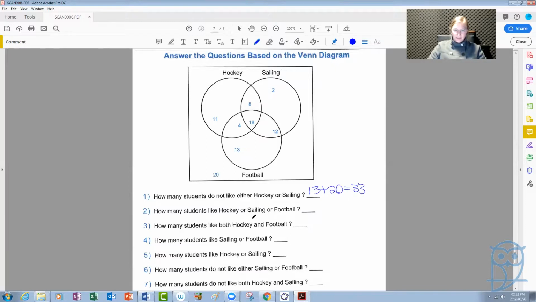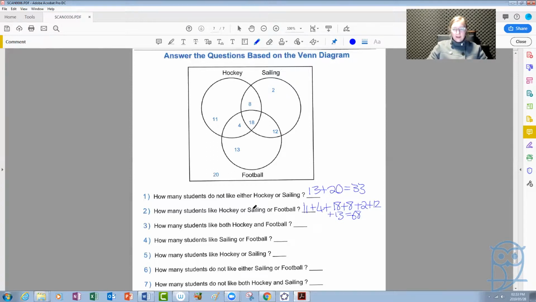So well done, guys. So next one, how many students like hockey or sailing or football? So we've got hockey or sailing, our union between the two, as well as our union between football. So that's everyone in here. So that'll be, goodness, 11 plus 4 plus 18 plus 8 plus 2 plus 12 plus 13, which will give us 68 students.